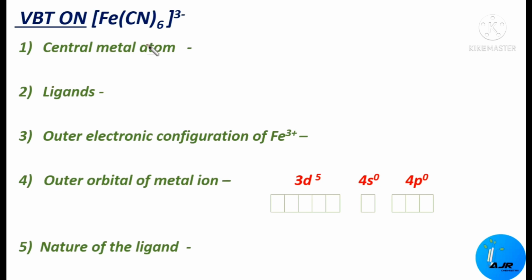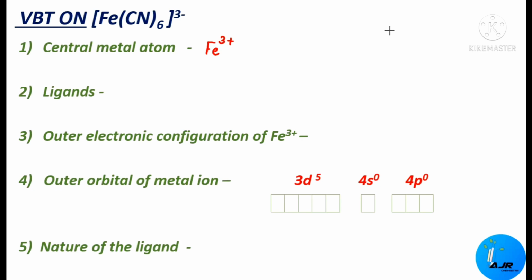The complex I have taken today is [Fe(CN)6]3-, that is the hexacyanidoferrate(III) ion. What is the central metal atom here? Actually, it is not the atom, it is the ion. So the central metal ion is Fe3+, since the oxidation state of Fe in this complex is plus 3.